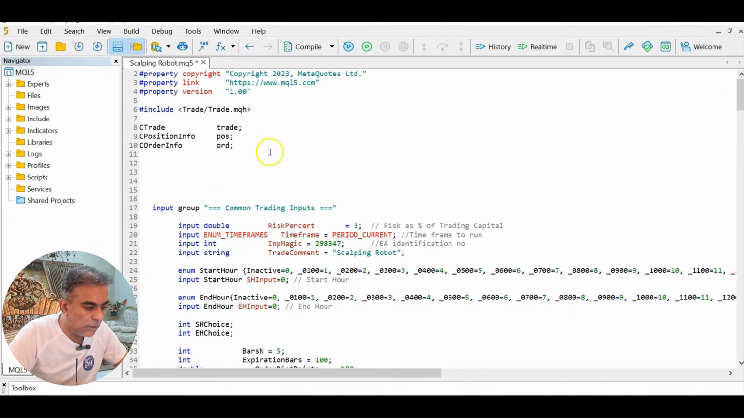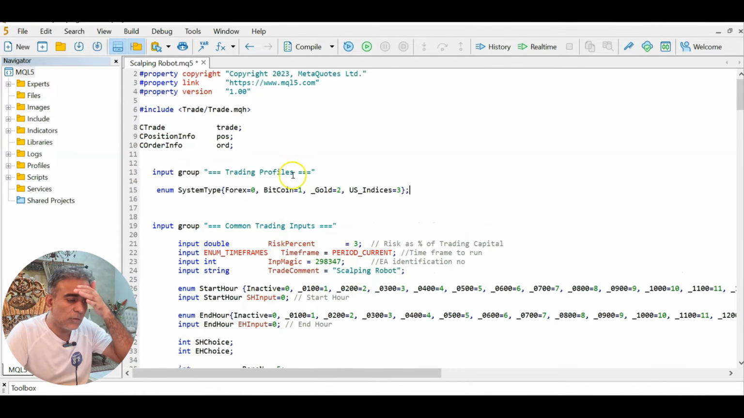Now after this, we're going to get to the top, and we're going to create one more section, and we're going to call it trading profiles. And we'll start with an enum because we're going to create a drop-down menu for our users to select from. So I'm creating an enum. I'm calling it system type. That's the variable type, which will be assigned later on to a variable. And I'm giving 4 inputs within that: Forex, Bitcoin, gold, and US indices. And I'm giving them 0, 1, 2, and 3 as respective identifiers.